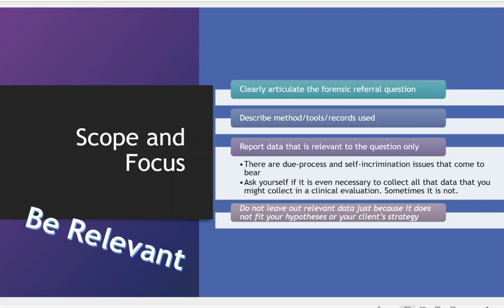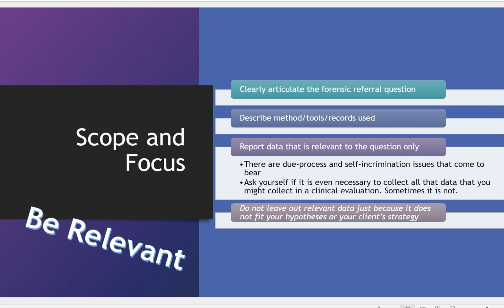Report data is going to be relevant to the question only. It can be very, very tempting to add every single piece of information that you've gathered, but we want to keep it tight and to the point of the referral question. There are going to be due process and self-incrimination issues that come to bear. That's why we want to keep it tight. Ask yourself if it is necessary to collect all the data that you might collect in a clinical evaluation, and often it's not. Always ask yourself, does this relate to the legal question at hand? So we just want to keep coming back to this question.